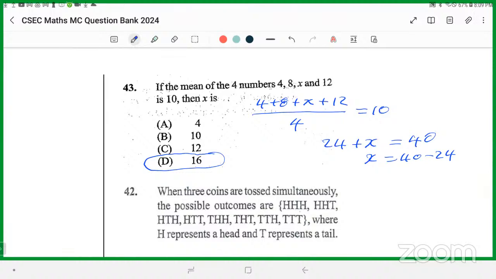All right, let me just double check that. Yeah, 40 minus 24 is 16. And this is 12, and 12 make 24, yes. 24 plus 16 is 40. All right.